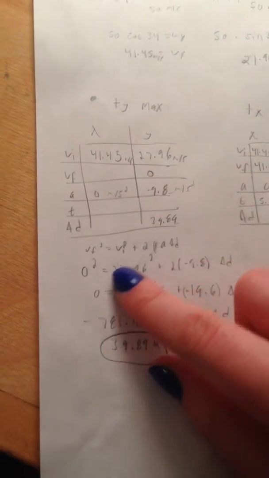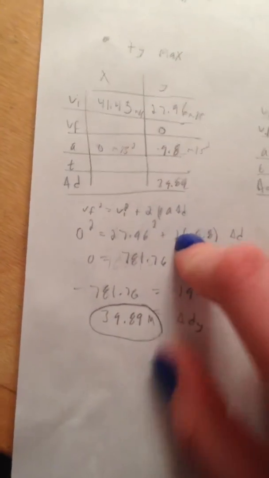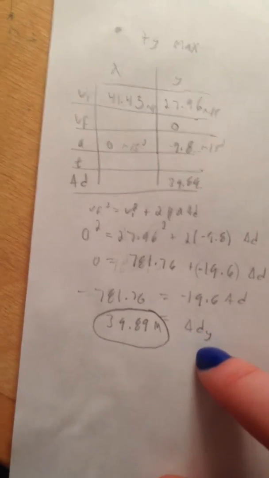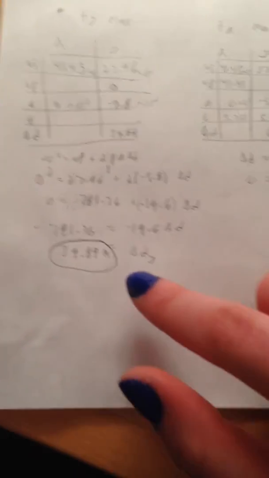And then I set up my equation using the equation Vf squared equals Vi squared plus 2a delta D, plugged in my variables to find that delta dy was 39.89 meters. That was the answer to part A.